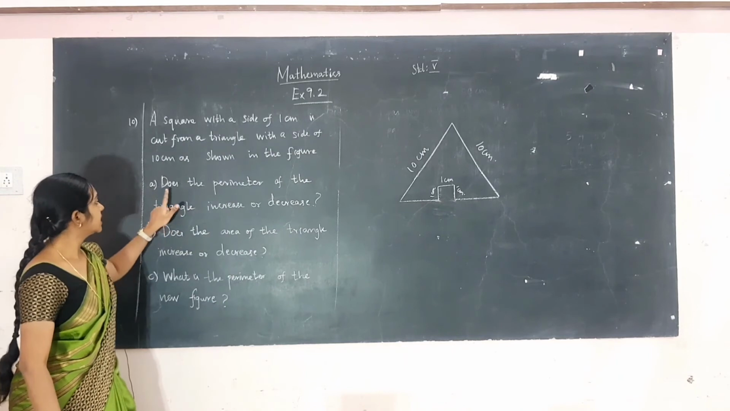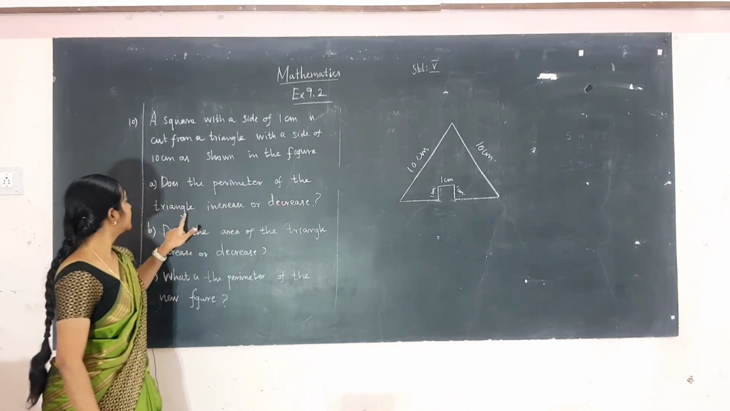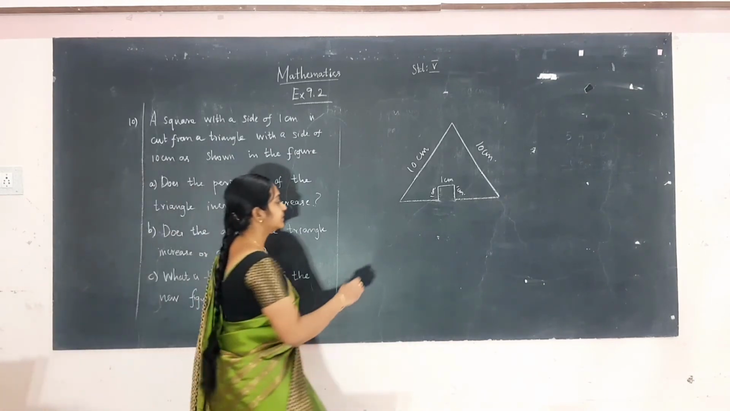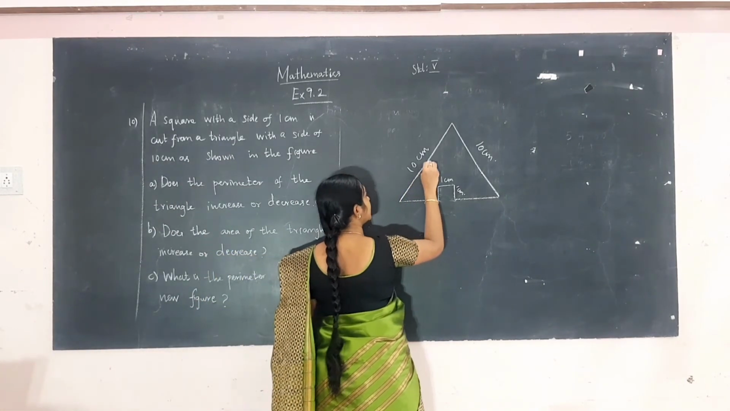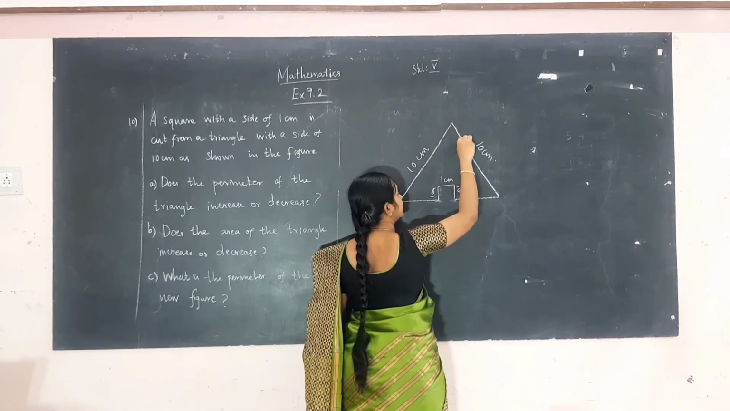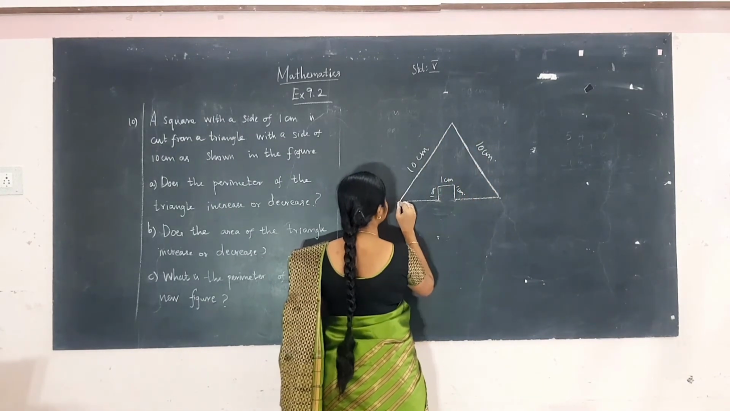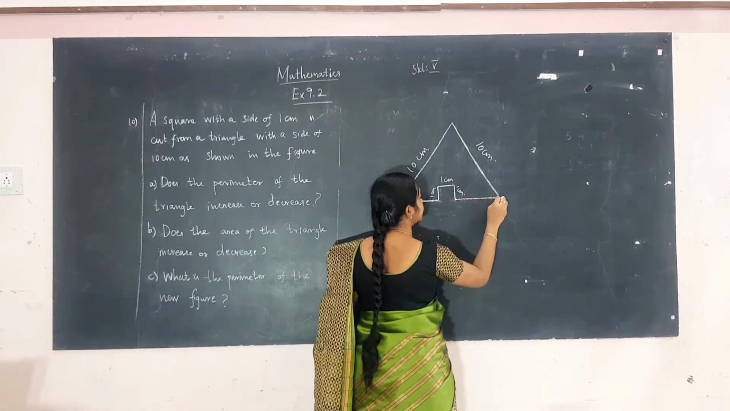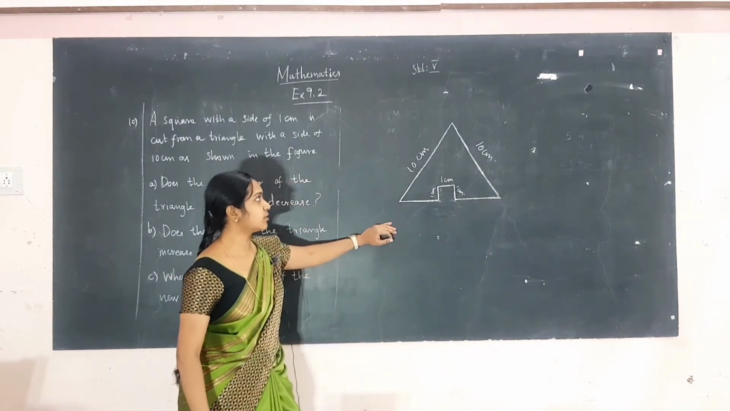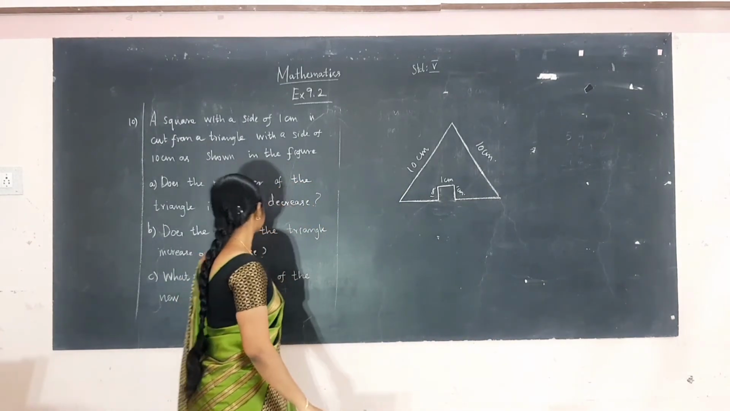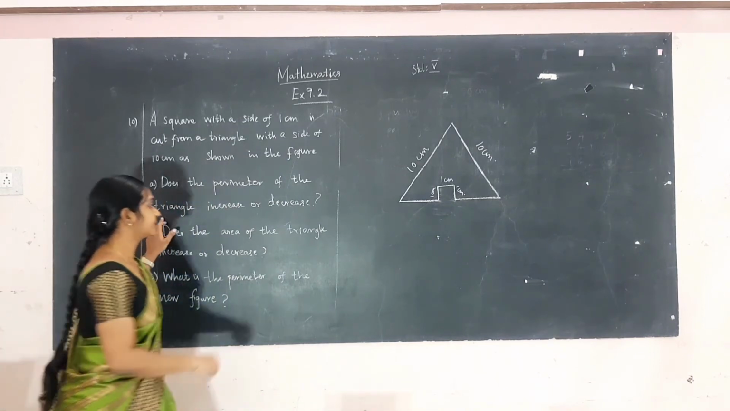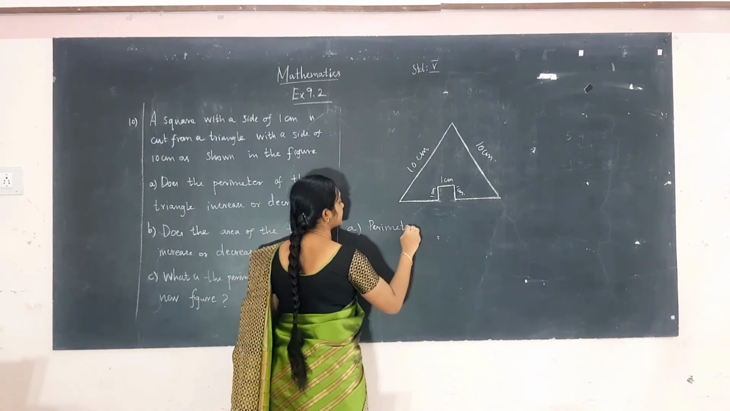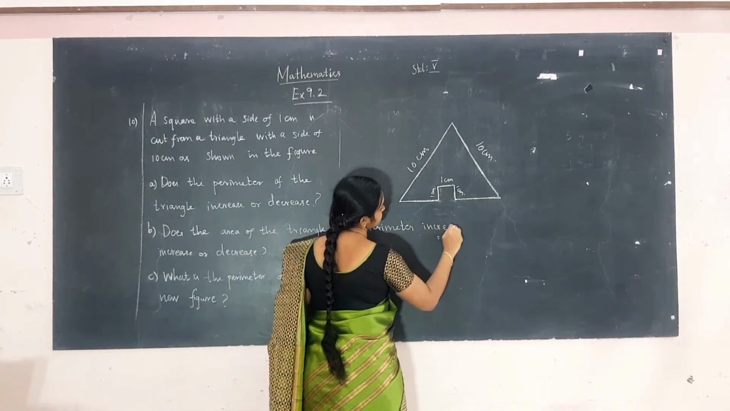The question asks this, does the perimeter of the triangle increase or decrease? Perimeter is nothing but the boundary. We have to tell whether the perimeter of the triangle increases or decreases. The perimeter of the triangle increases. The answer for the first one is perimeter increases.